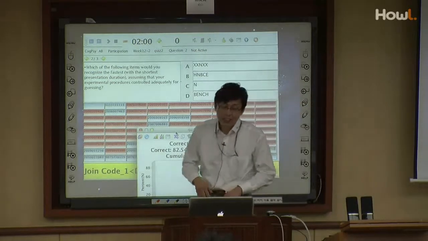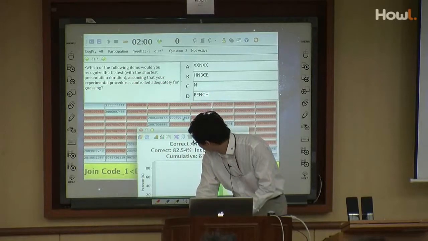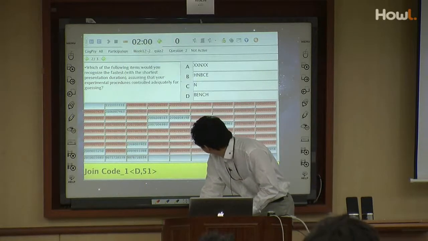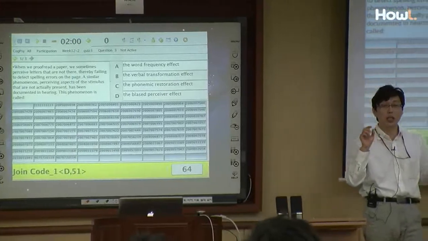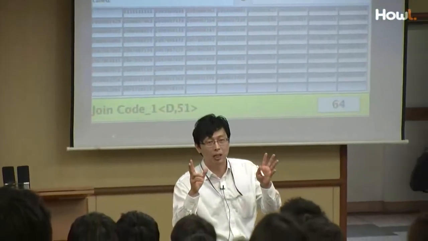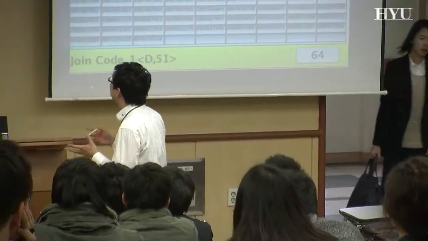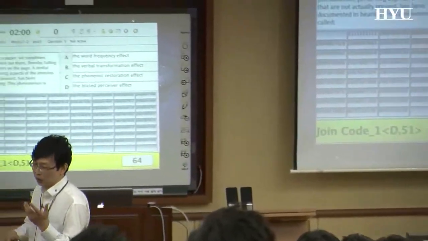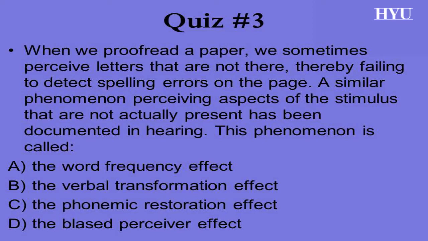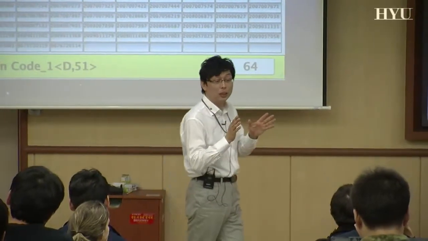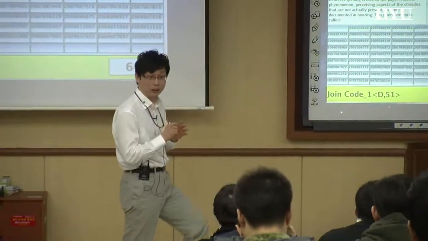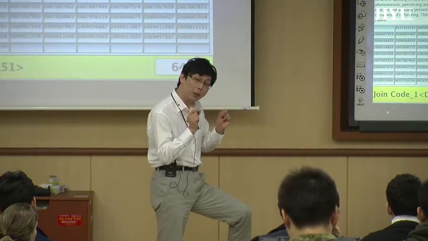Okay, last question is tricky. I played 3 sounds yesterday with a sentence, right? And then the coughing sound, okay? Within a coughing sound, people can recognize the word, right? As we identified yesterday. The question is, when you proofread a paper, we sometimes perceive letters that are not there, thereby failing to detect spelling errors on the pages, which means even though there are spelling errors or typos, you can ignore them to capture the right word. Okay, you can understand it even though there are typos, right?